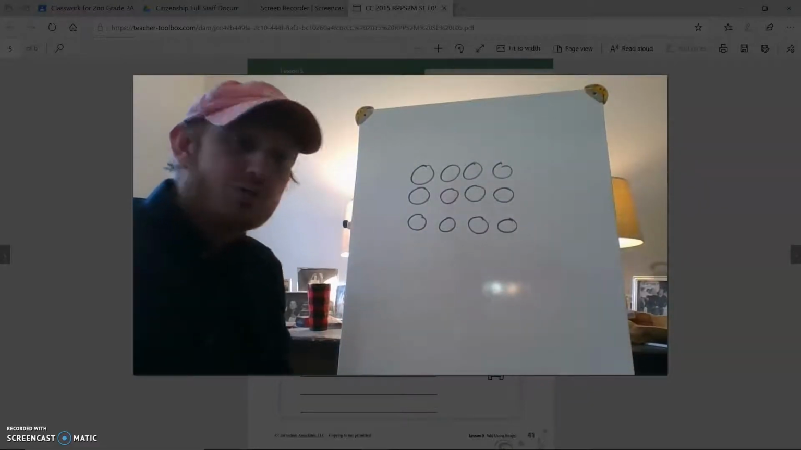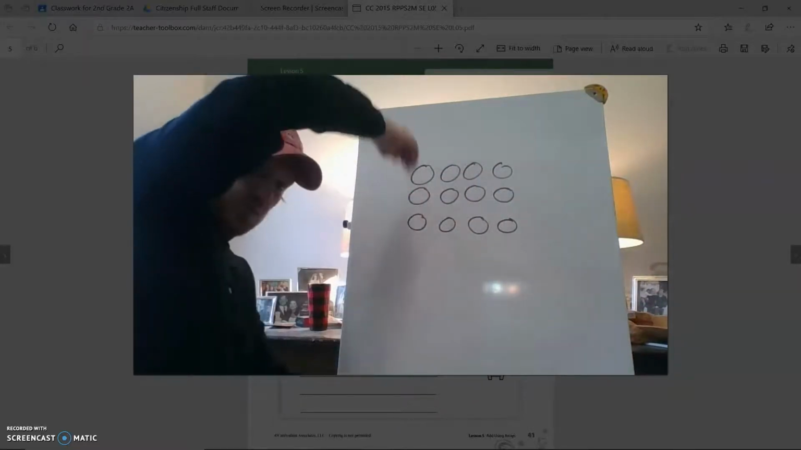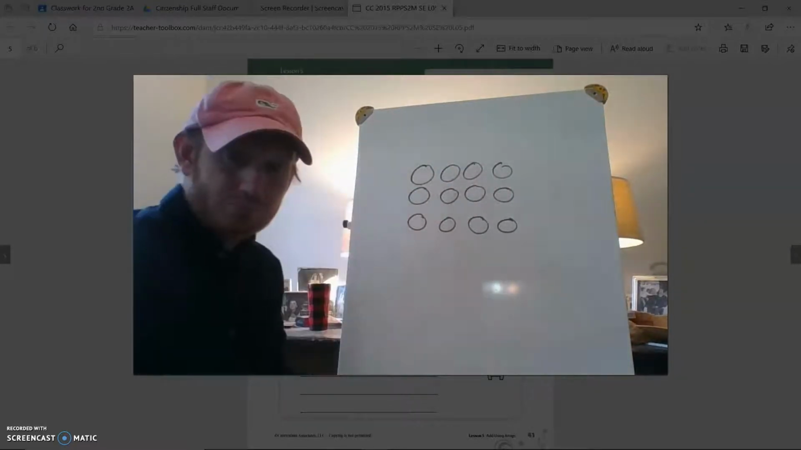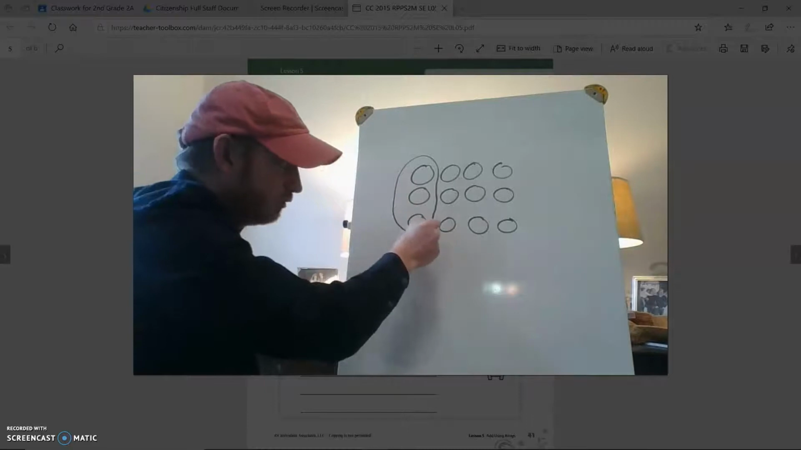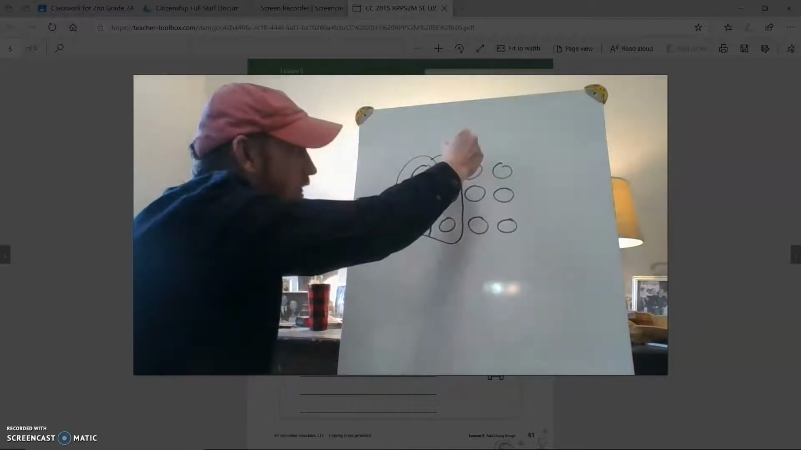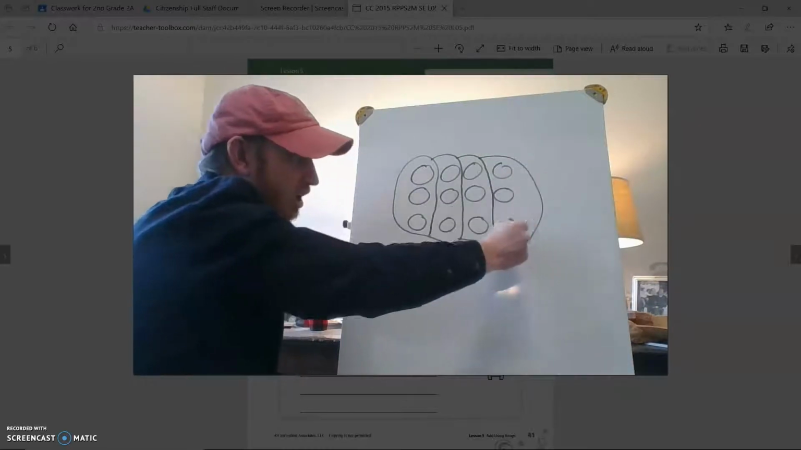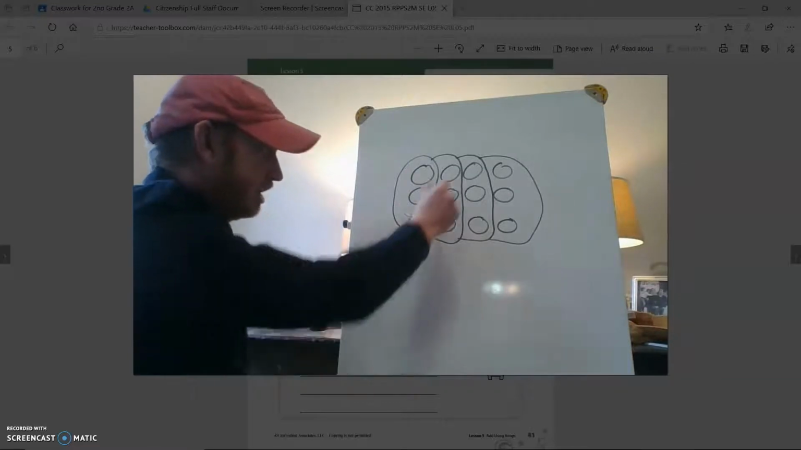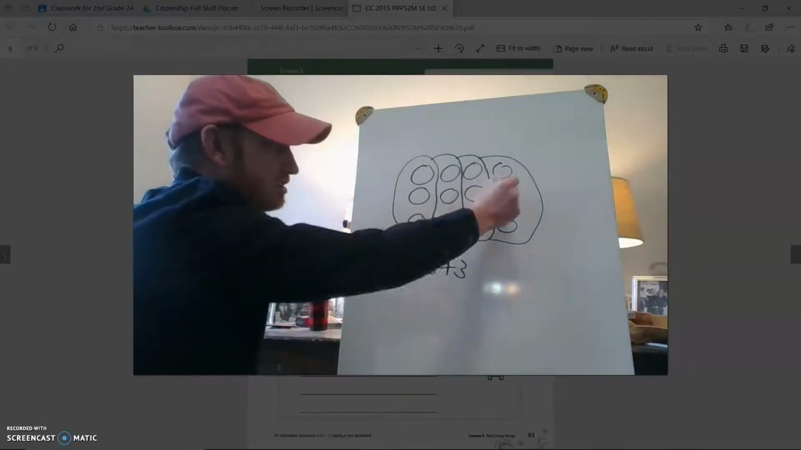Well, if you remember, we can go this way, or we can go this way, across, or up and down, vertical. So if we go up and down, vertical, we have one group of 3. We have 2 groups of 3. 3 groups of 3. 4 groups of 3. So 3 plus 3 plus 3 plus 3.